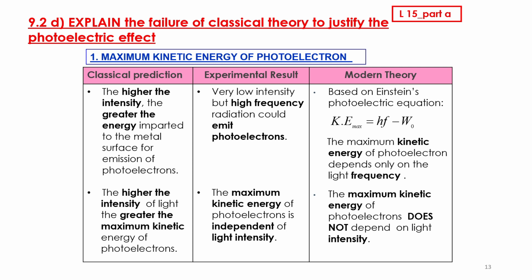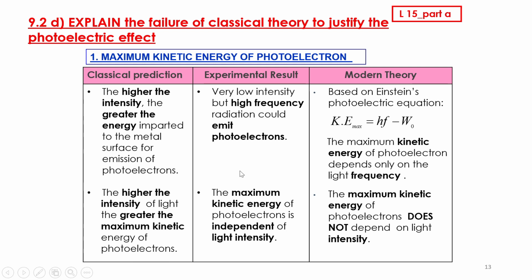Now 9.2D. Explain the failure of classical theory to justify the photoelectric effect. There are two predictions, from classical theory and modern theory. The first item is the maximum kinetic energy of the photoelectron. In the classical prediction, the higher the intensity, the greater the energy imparted to the metal surface for the emission of photoelectrons, and the higher the intensity of light, the greater the maximum kinetic energy of the photoelectron. This is the classical prediction.